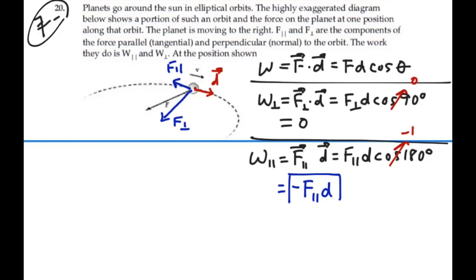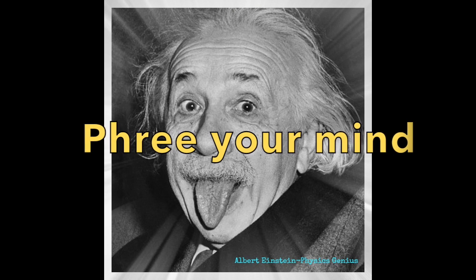In fact, it's going to be acting to slow the projectile down, or the planet down. So one force, the perpendicular force, does no work, and the other force, the parallel force, acts to slow the planet down. And that's our answer.